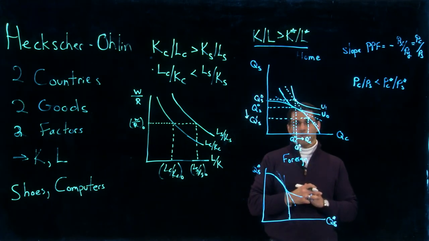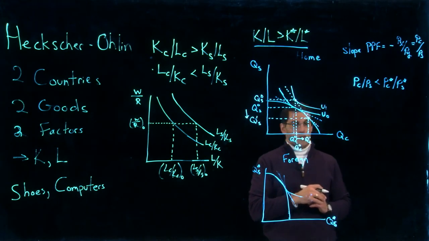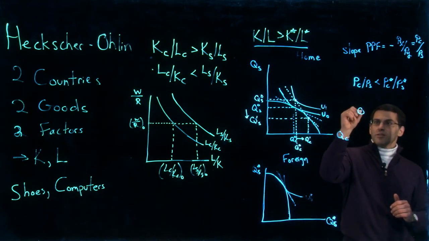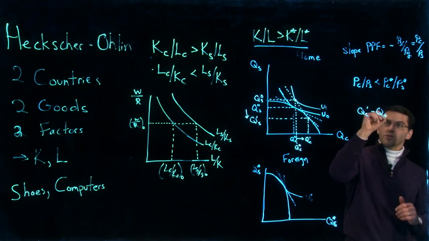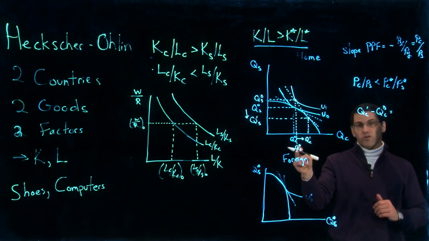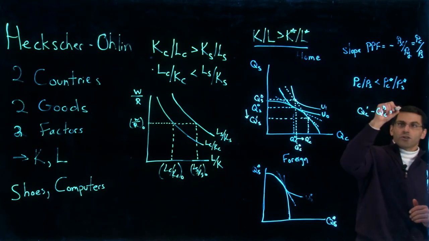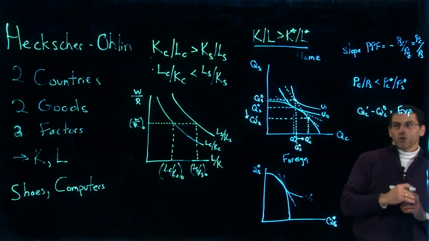And what do we see? Well, we see that we're producing up here, QC1, but we're only consuming QCD in the home country. So what's that difference? QC1 minus QCD. We're producing more than we're consuming of computers in the home country, so those are our exports of computers.